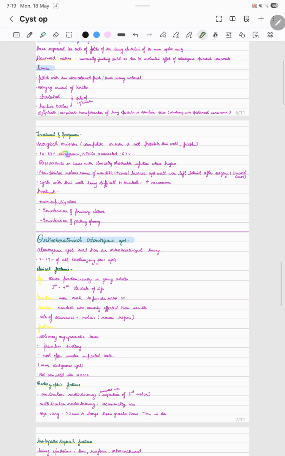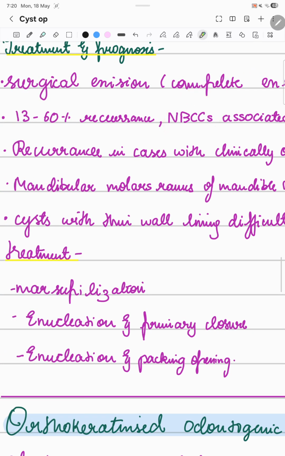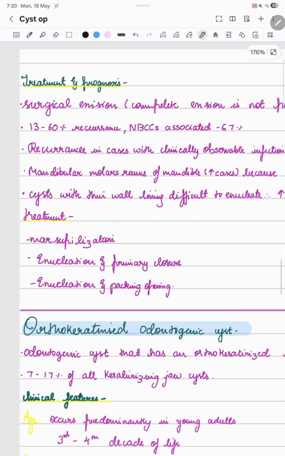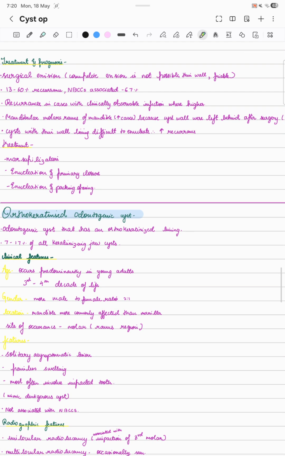Now treatment. Treatment is usually surgical excision. We surgically excise the cyst. Complete excision is not possible because the wall is very thin and friable, and 13 to 60% recurrence is seen. If it is NBCCS associated, the recurrence is almost 67%, but if it is not associated, it is also 60%. So a 7% difference doesn't really matter much. Recurrence in cases with clinically observable infection was higher.